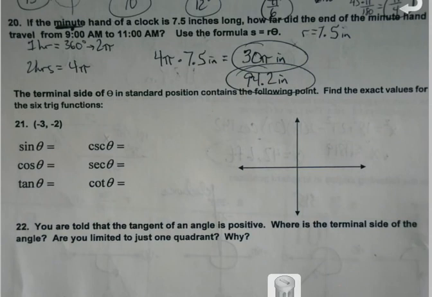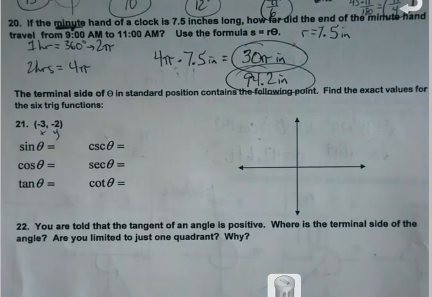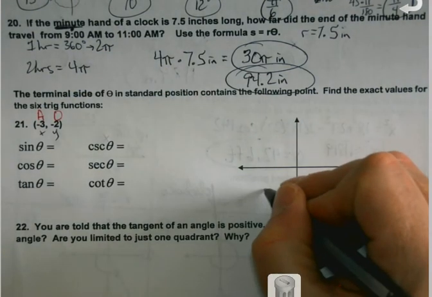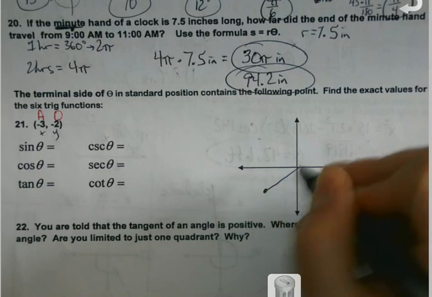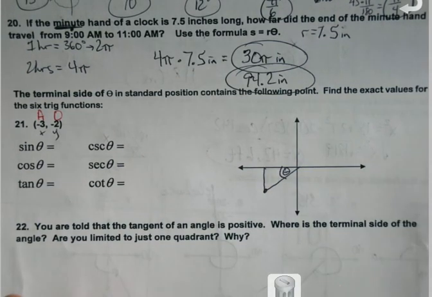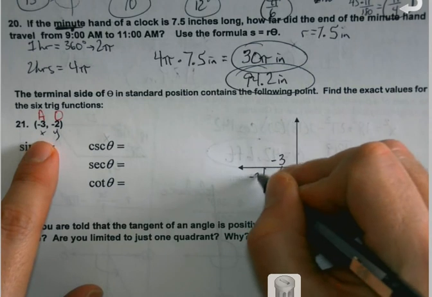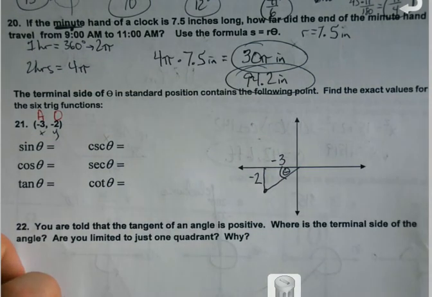All right. Terminal side of theta in standard position contains the following point. Find the exact values for the 6 trig functions. This is my x and my y, otherwise known to us as adjacent and opposite. -3, -2. All that does for us is tell us where our reference angle is, because our reference angle will always make contact with the origin. It tells me my x value is -3, my y value is -2. So basically it's just helping me get the drawing.